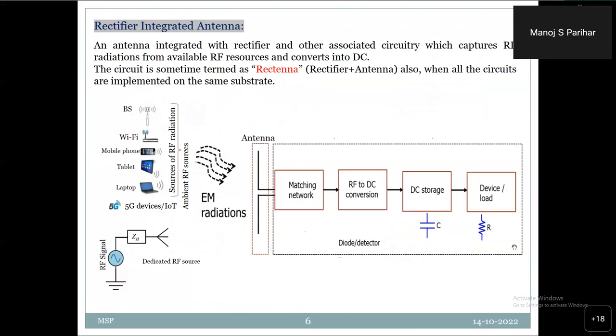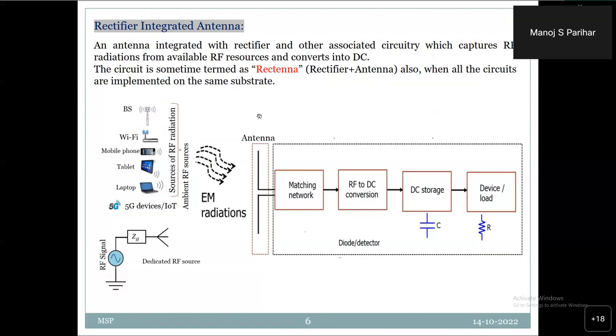Then what is a rectifier integrated antenna? The term is very popular. It is the antenna integrated with the rectifier and other associated circuitry, such as a matching network, to capture RF energy and convert it into DC. The circuit is also termed a rectenna sometimes. When your rectifier is integrated with the antenna, it becomes a rectenna. So when all the circuits are included on the same circuit, it's called a rectenna.